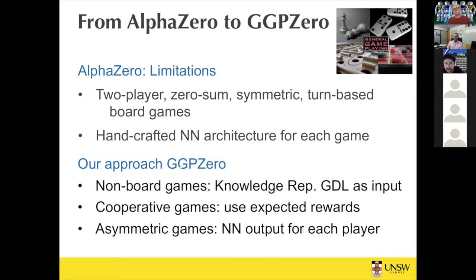In general game playing zero, we overcame all of these limitations. We were able to build a system that can learn any game that can be described in this knowledge representation language, GDL, as input. And we were also able to play cooperative games, so not necessarily zero-sum games, and asymmetric games in general, by generalizing the neural network to have an output layer for each player.